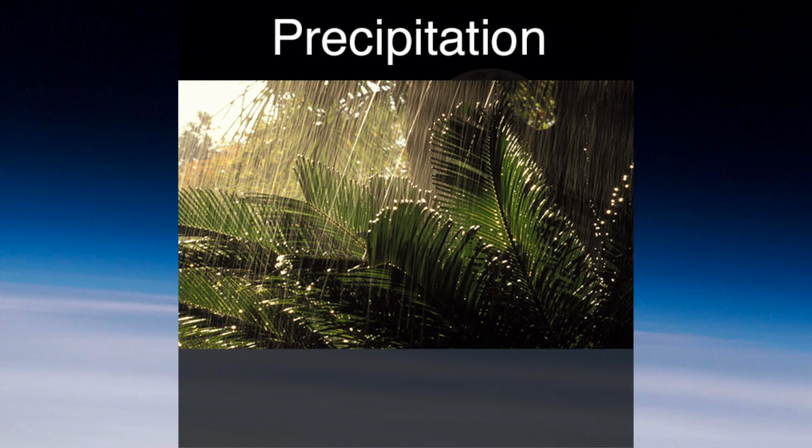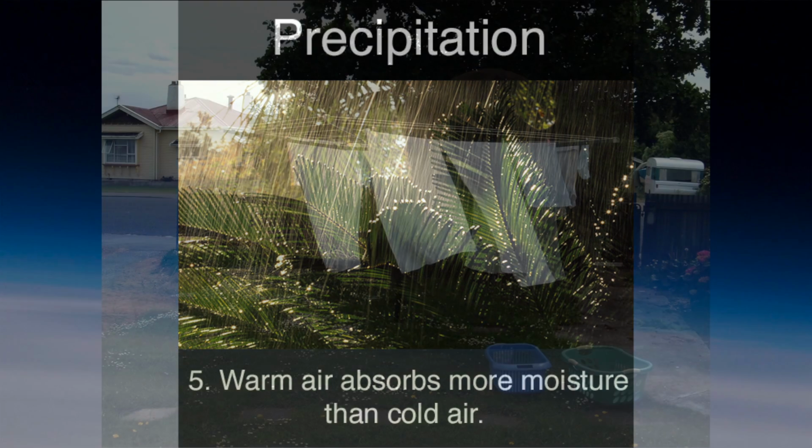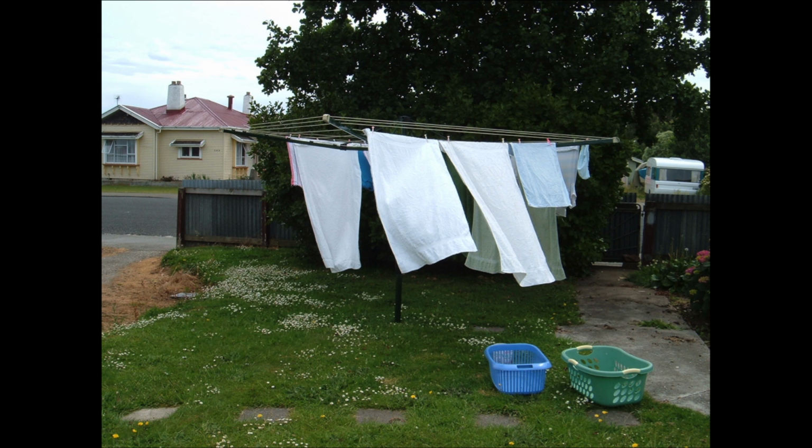The third feature of the atmosphere is its role in transmitting moisture, or what we call precipitation. Rule number 5 in explaining atmospheric behavior is that warm air absorbs more moisture, or water vapor, than cold air. This is clear to anyone who's hung their clothes out to dry on a summer day. In summer, the air is warm, and so it can absorb moisture from the wet clothes.